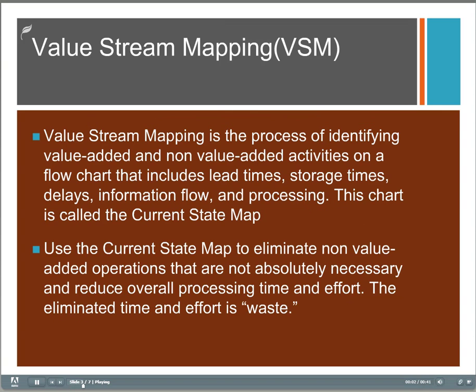So value stream mapping is a graphical approach to identifying value-added and non-value-added activities on a flowchart, including important statistics, information, and what flows where in terms of product or information. We start out by plotting what we're currently doing, and that's called the current state map. Then we use the current state map to identify where we might be able to eliminate the non-value-added operations, things that aren't absolutely necessary. In other words, get rid of the waste.